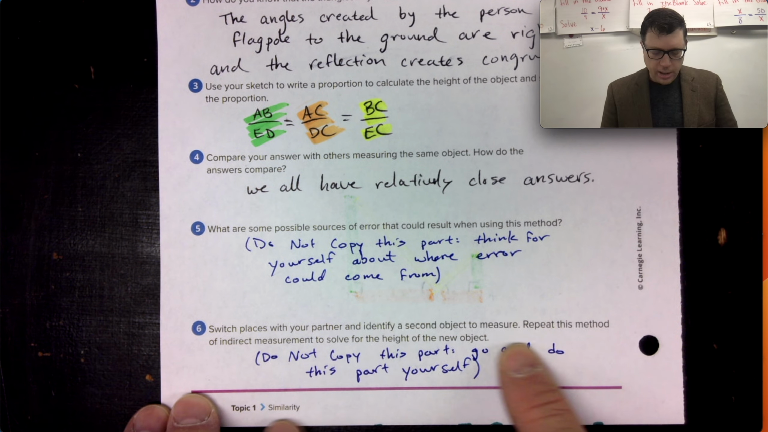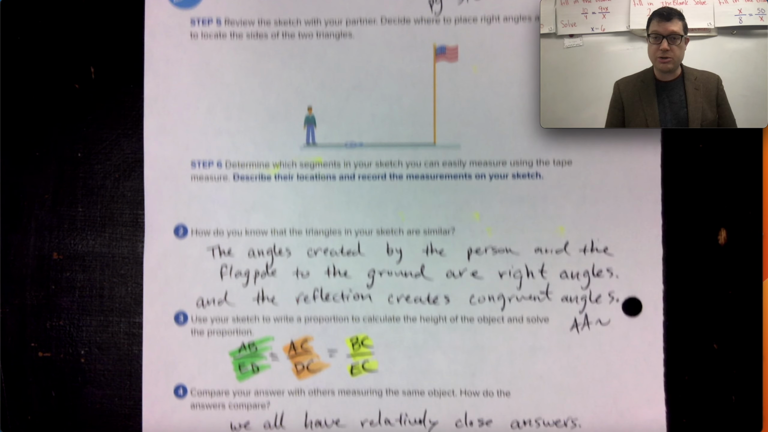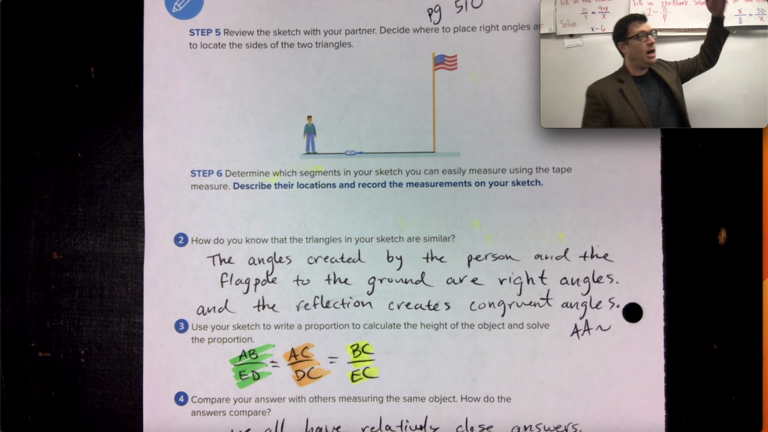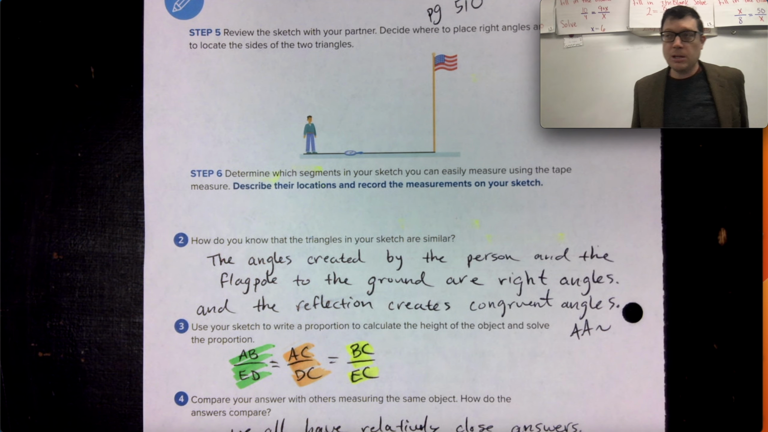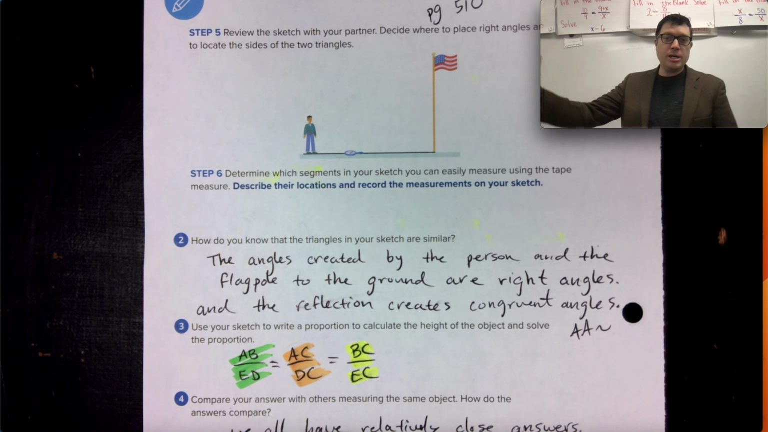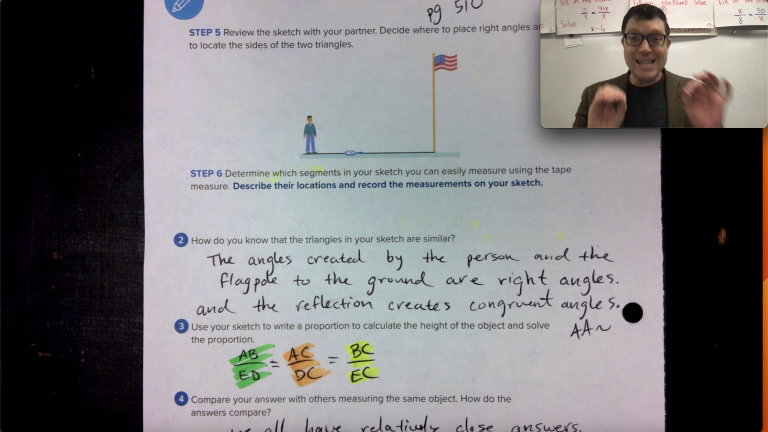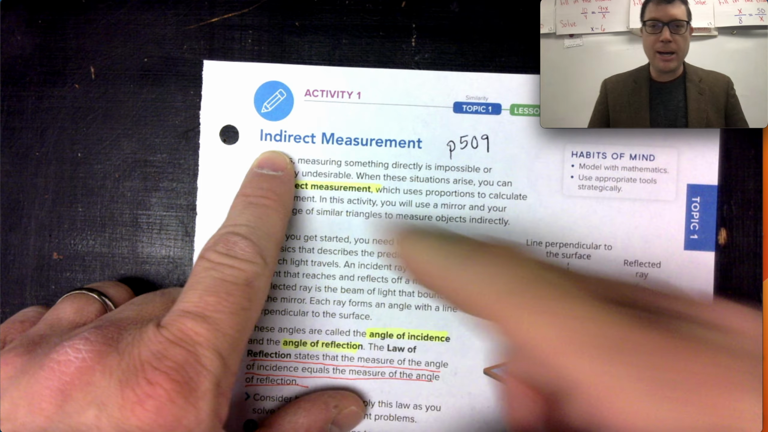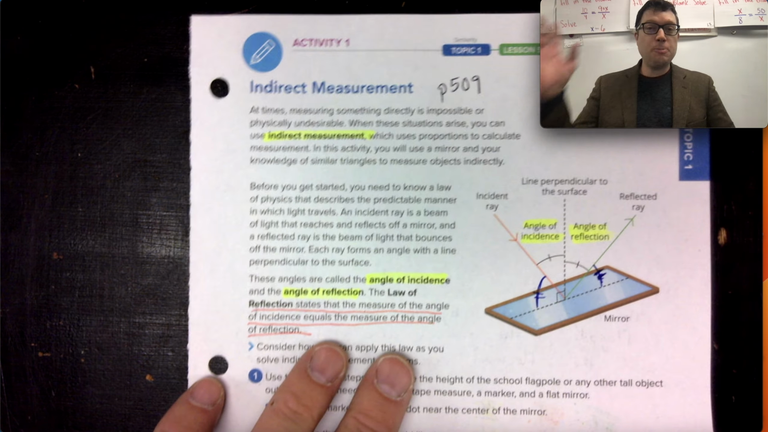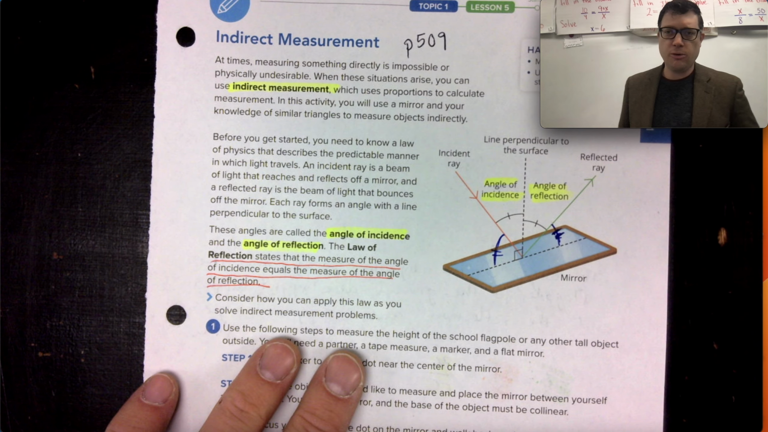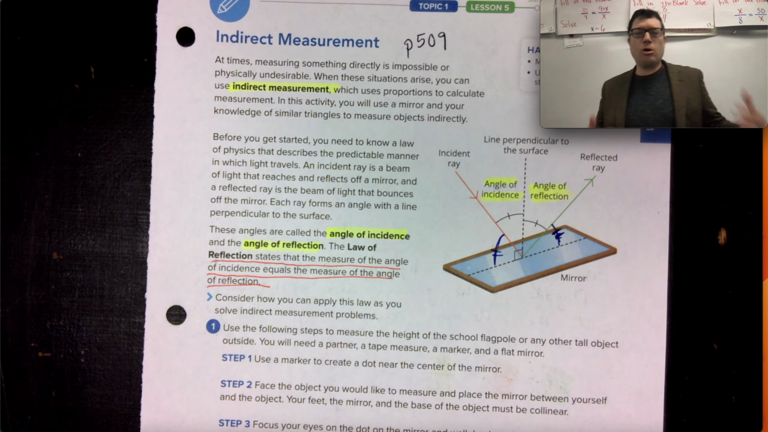Switch places with your partner, identify the second object. So at the end of this lesson, we should be outside measuring the flagpole, measuring the heights of our stadium lights, measuring the top of a building, things that we can't measure directly, and therefore we need indirect measurement to do it. So go and explore, have fun, of course, with teacher approval, with me leading the way so that you are safe while you do it.